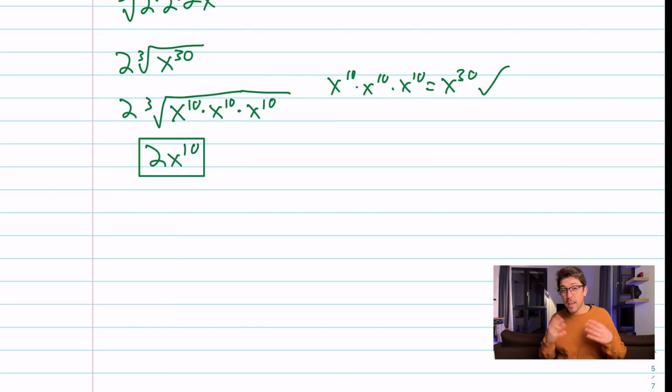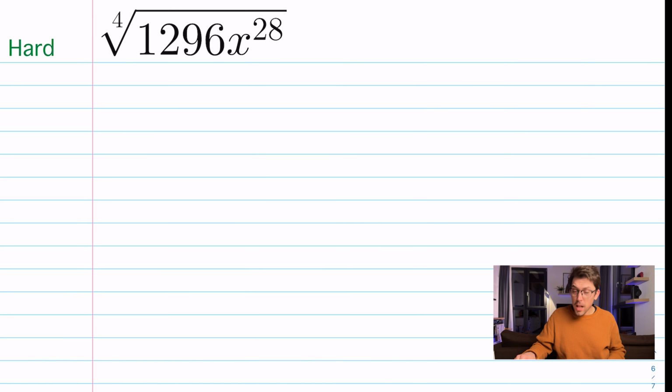But of course, things can always get a little bit harder, which leads us into a harder problem. Okay, so now I'm taking the 4th root of 1,296 x to the power of 28.